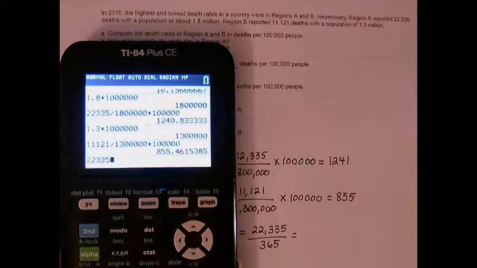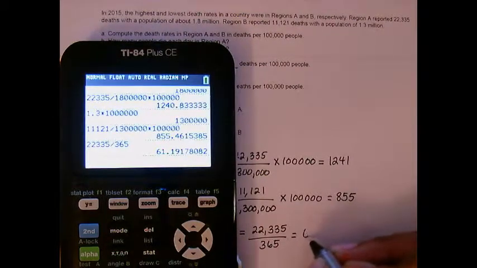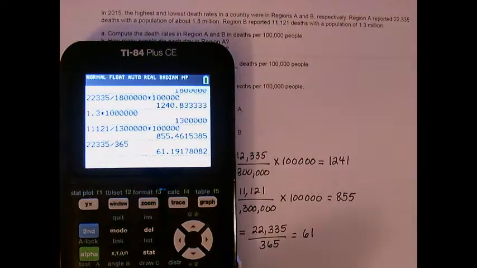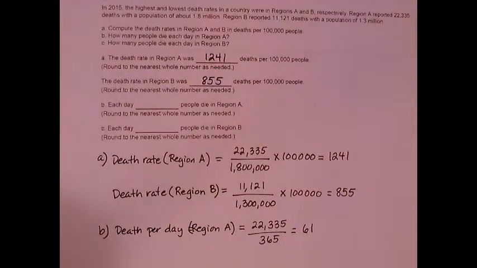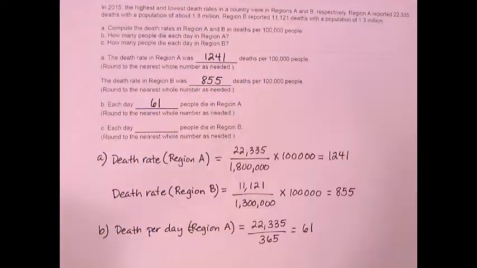So 22,335 divided by 365 would give us, and they say to the nearest whole number in that example, so it's going to be 61. So each day 61 people die in region A.